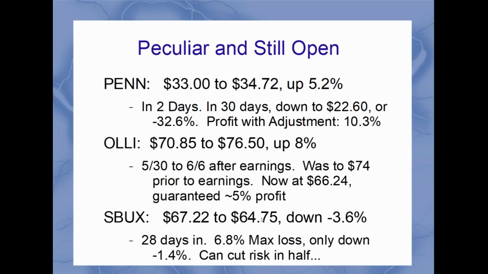All right. The Penn position. Now here's the peculiar one. Penn is that interesting position. I opened Penn at $33 per share back on October 2nd. In 2 days, it did move up to $34.72, up 5.2%. But October 5th started that decline. At the 20-day mark or the 30-day mark, it was down to $22.60, a 32.6% decline. Well, I held the stock for those full 30 days.